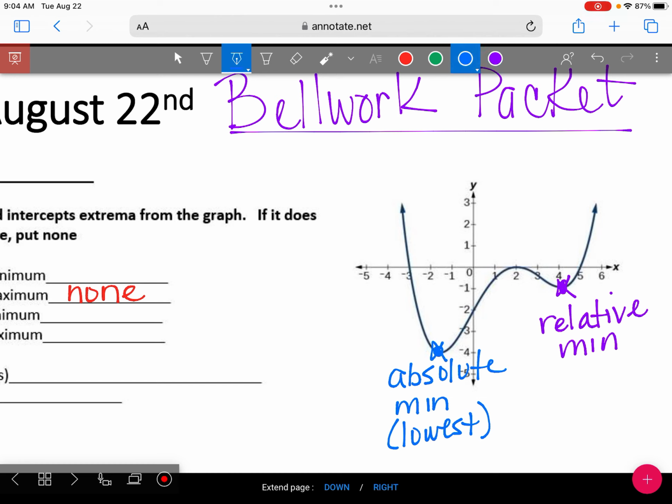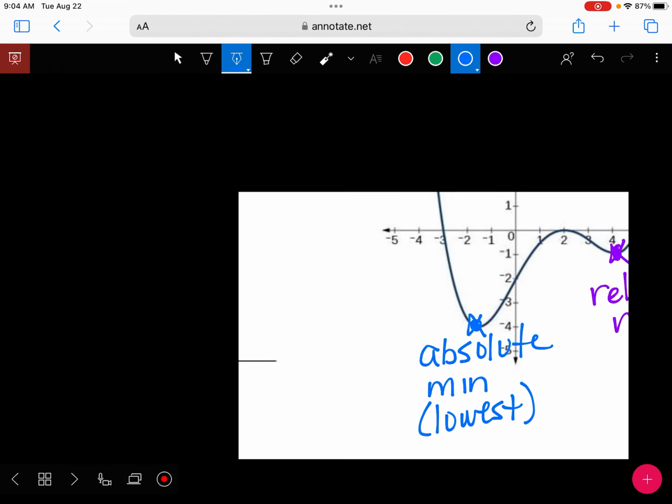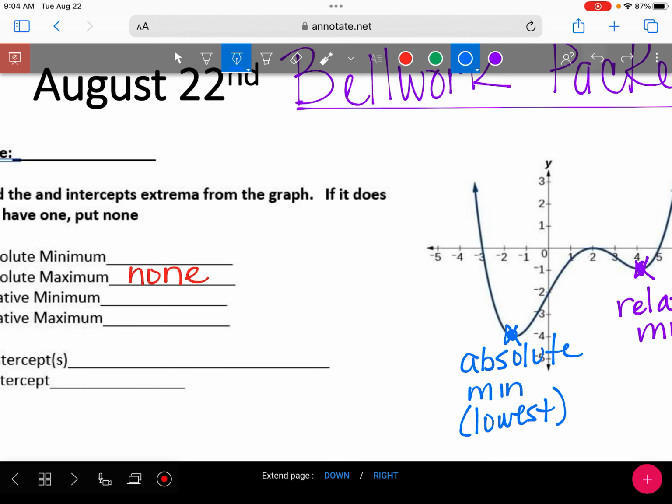All right, so let's go ahead and label those points. So for my absolute minimum, that looks like it's about, if I zoom in, -2, -4. And for my relative min, that looks like that's about +4, -1.